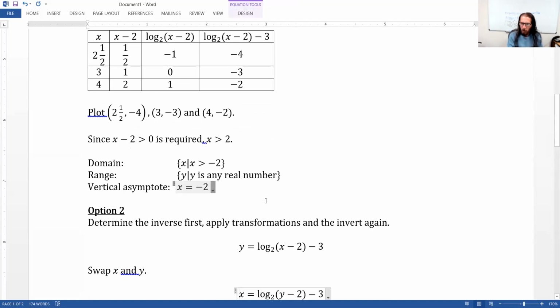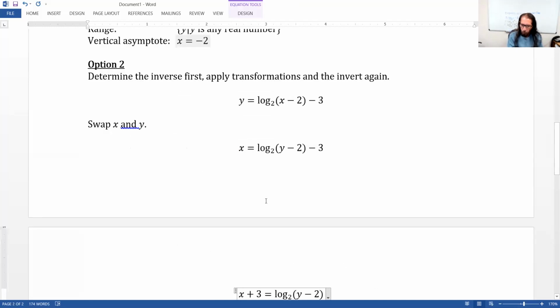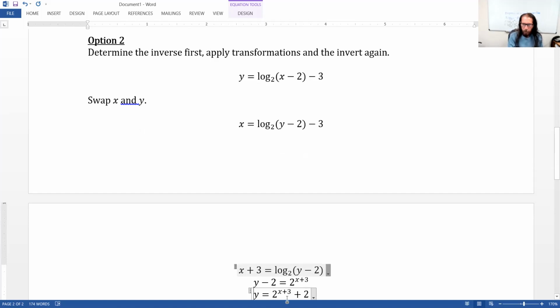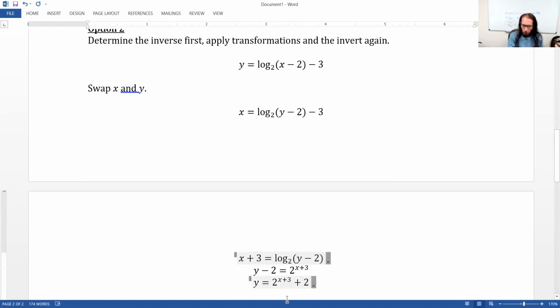add the 3 to isolate the logarithm, apply the definition of logarithms, that the answer to that logarithm, x plus 3, is going to be the exponent for that base of 2. And then we'll isolate y. So our graph of this transformed logarithmic function should be a reflection of this transformed exponential function with a base of 2 over the line y equals x.